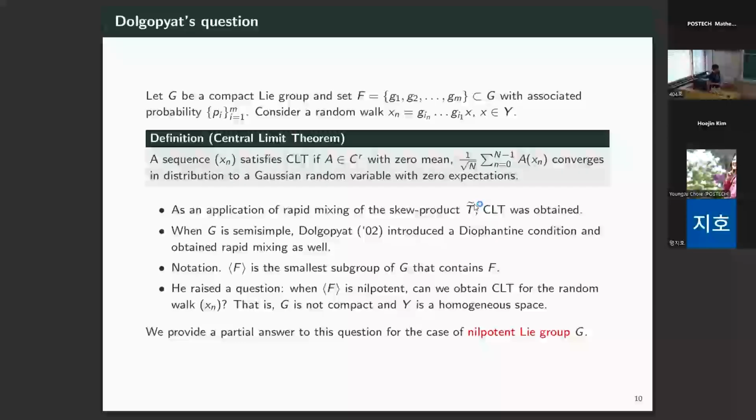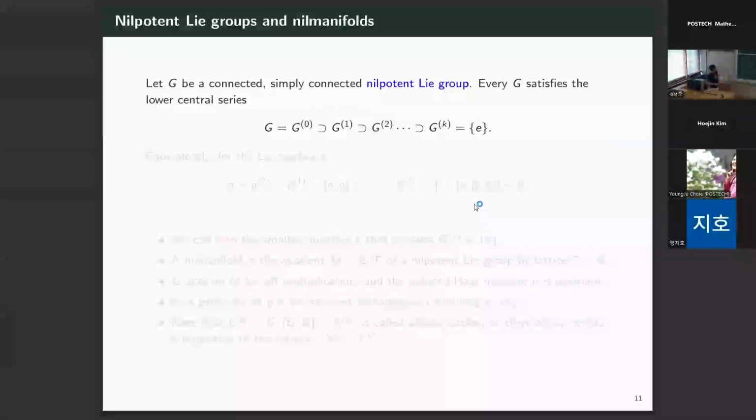So in Dolgopyat's paper, actually, he left a question. I wrote Y is a G space, but in his paper, he asked if Y is nilpotent, and also when G is not a compact group, can we still obtain the central limit theorem? So in this work, we consider Y as some homogeneous space. We choose a lattice gamma, and then we take the quotient. And then we will do the random walk on the fiber space. So I just want to briefly introduce what a nilpotent group is.